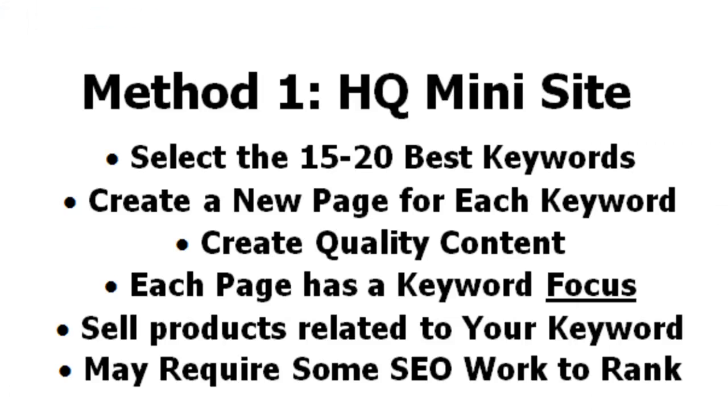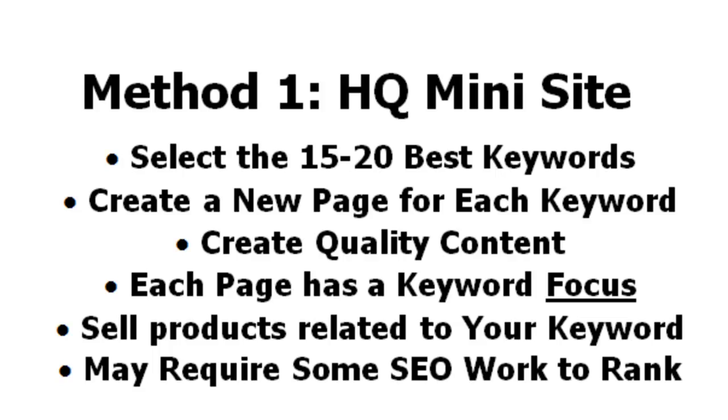So for method number 1, you're going to want to select the 15 to 20 best keywords from your master list of keywords, which will have thousands upon thousands upon thousands of keywords. You just want to focus on the 15 to 20 ones that are going to be super easy to rank for and are going to be profitable for you.